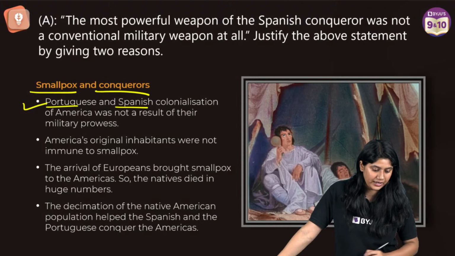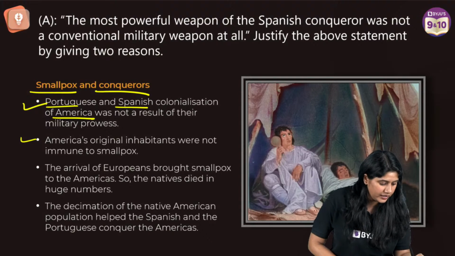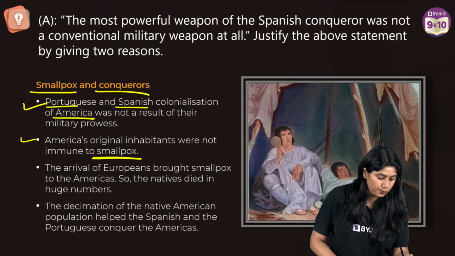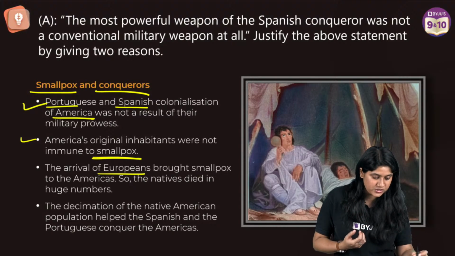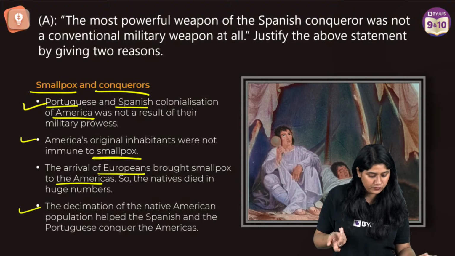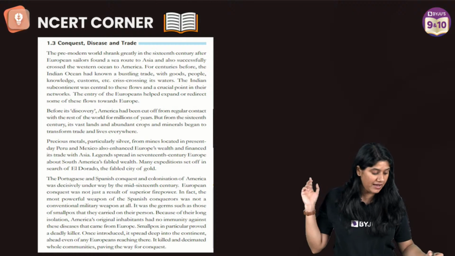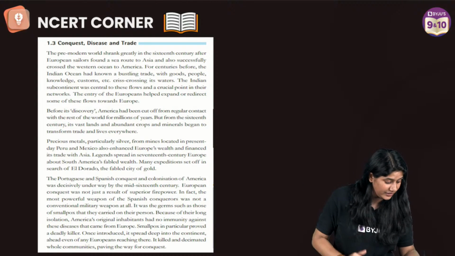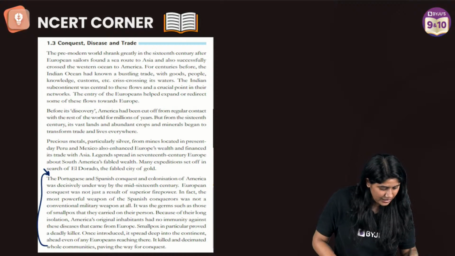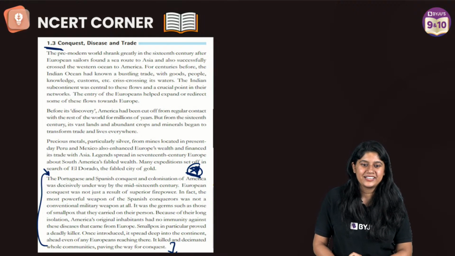The Portuguese and the Spanish came to America, and they didn't use any military weapon, but they used smallpox as the weapon. As the Europeans came, they brought smallpox to America, and the natives died because they didn't have immunity. Slowly, the population of America went down. We have the NCERT textbook also, and you can definitely read it. The answer is in the last paragraph, in 1.3.